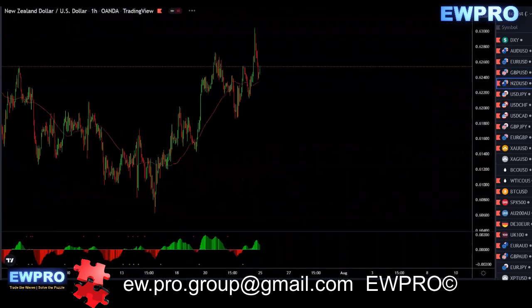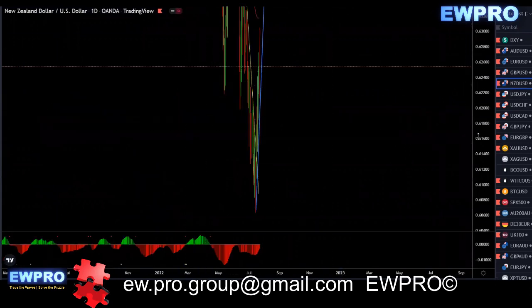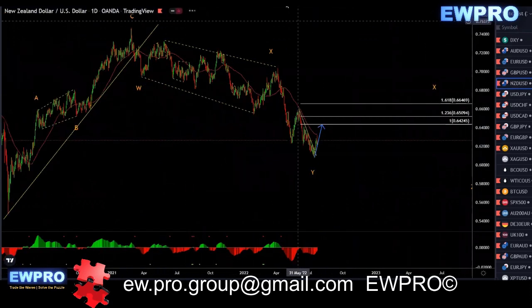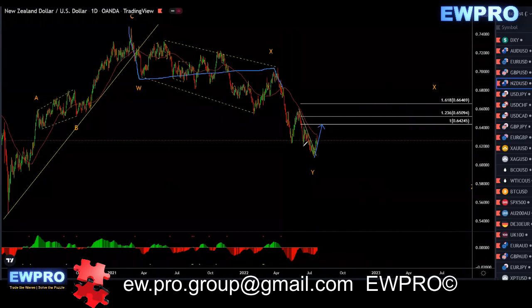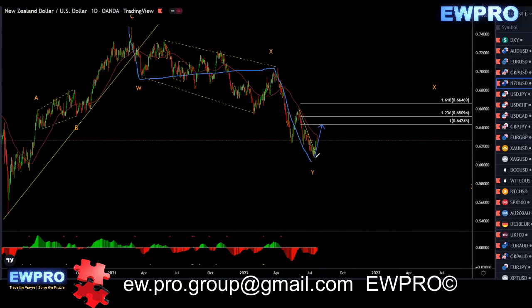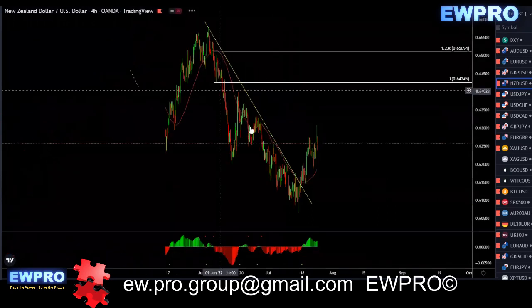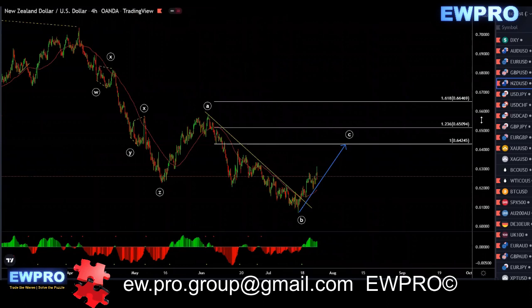So looking at the NU on the daily. We got that WXY, like I've mentioned. We're looking for a correction a similar size to this over here. So this can become very complex, and as we can see with the price action, we got an A, B, we may get a C up here, and then we get an A, B, C for more downside in this wave Y. That's another scenario that we can't rule out.